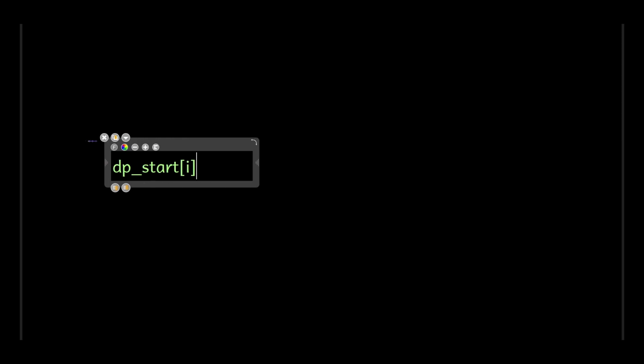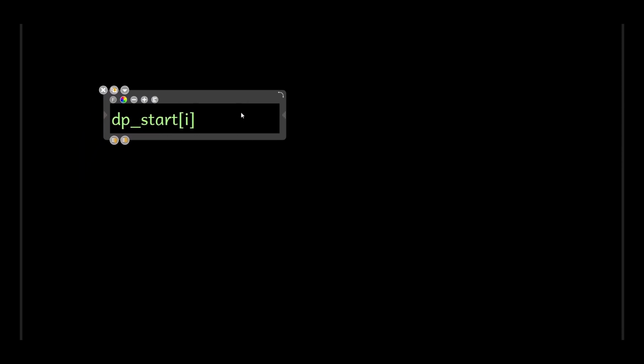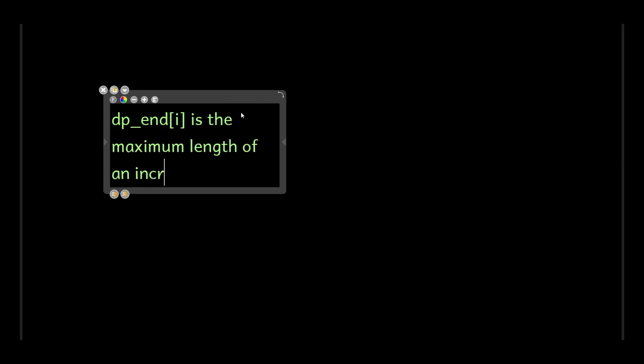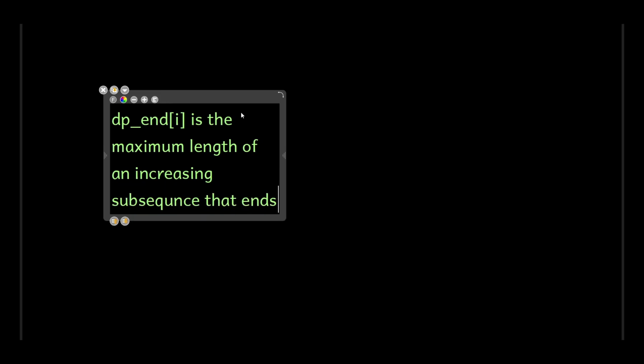So we can define something like dp start of I. We can define dp start of I as the, or first let's define dp end. Okay, so dp end of I is the maximum length of an increasing subsequence that ends at index I.